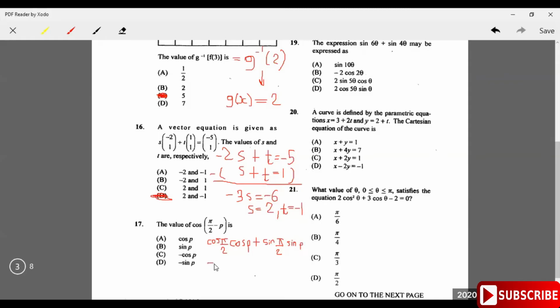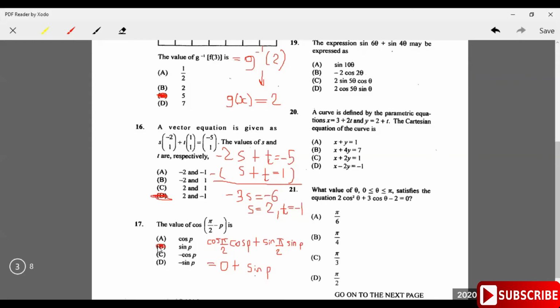So that's what we have. That's equal to cos of pi by 2, which is 0, plus the sine of pi by 2, which is 1, times sine p. So it's 0 plus sine p, and the sine of p is just sine p. So that's B.